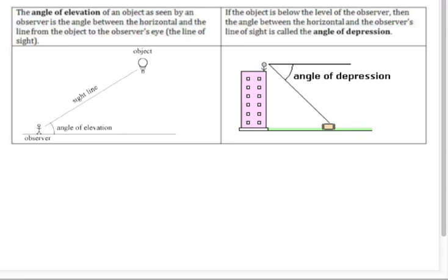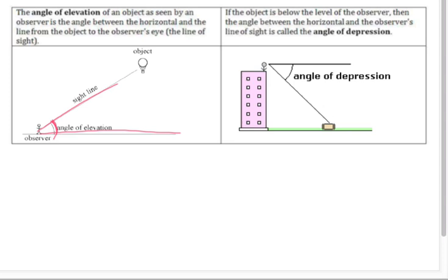The next thing we're going to look at is the angle of elevation and the angle of depression. So the angle of elevation of an object as seen by an observer is the angle between the horizontal and the line from the object to the observer's eyes, the line of sight. So what it's saying is if you have an observer, this angle right here, that is your angle of elevation. You're always looking up for angle of elevation. Think about if you elevate your feet, you put them in the air, so this is looking up.